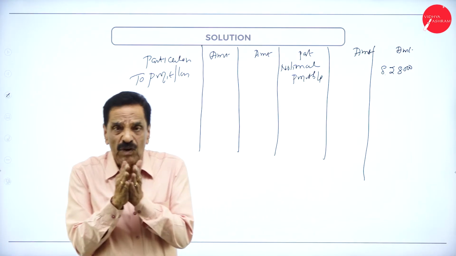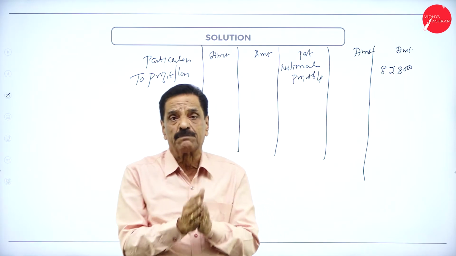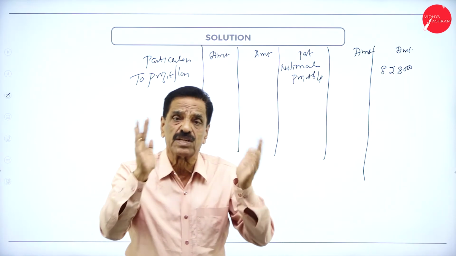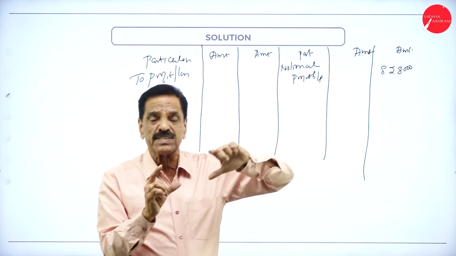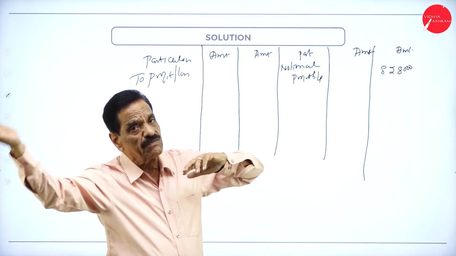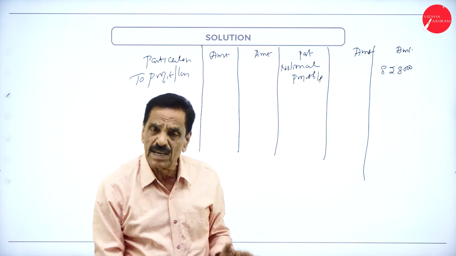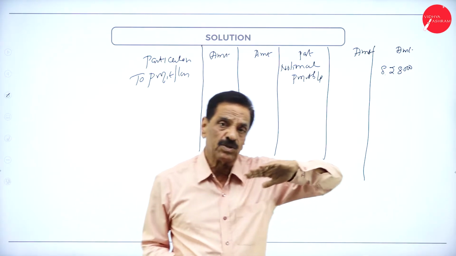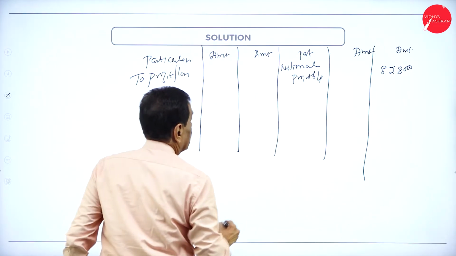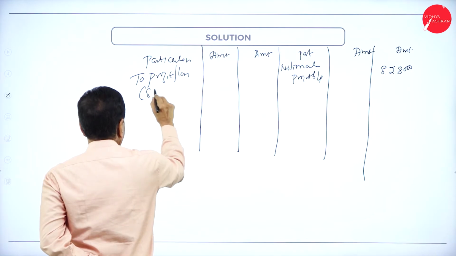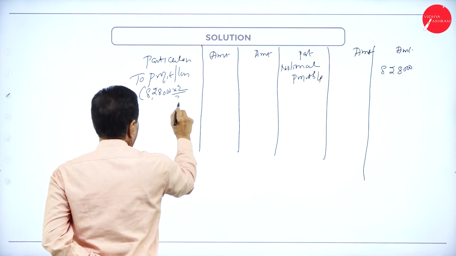If the work certified is 50% of the contract price, what is your contract price? 1 crore 60 lakh, 80 lakh means 50% has been completed. If the work certified is 50% or more than 50%, less than 90%, you have to charge 2 by 3. That's the law. So 50 to 90%, 2 by 3 you have to charge. So 8,28,000 into 2 divided by 3.